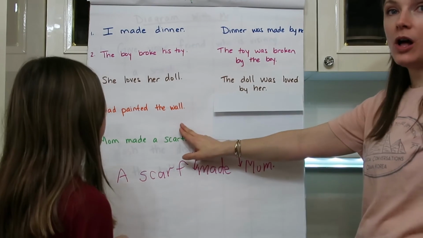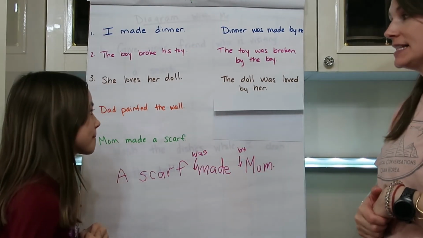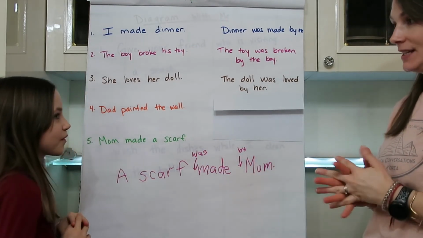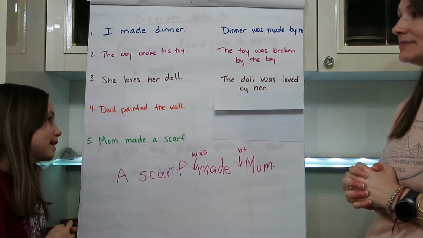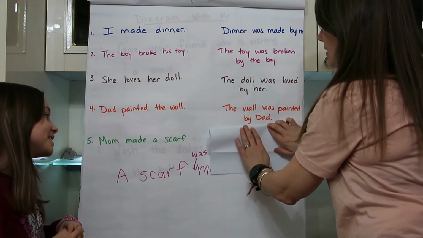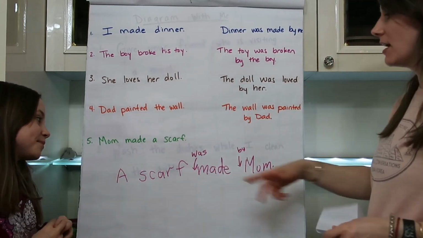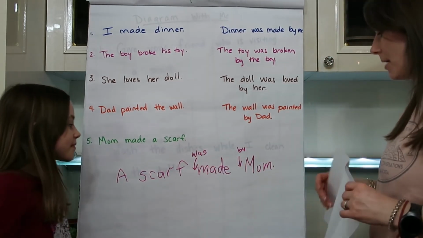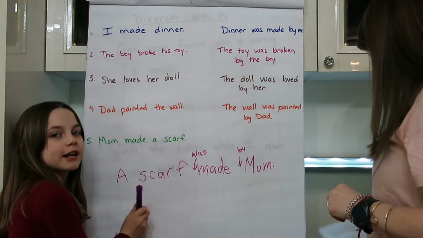All right, Lily, your turn. Dad painted the wall. Switch to passive voice. The wall was painted by Dad. Excellent. And then the last one, Mom made a scarf. A scarf was made by Mom. Very good.